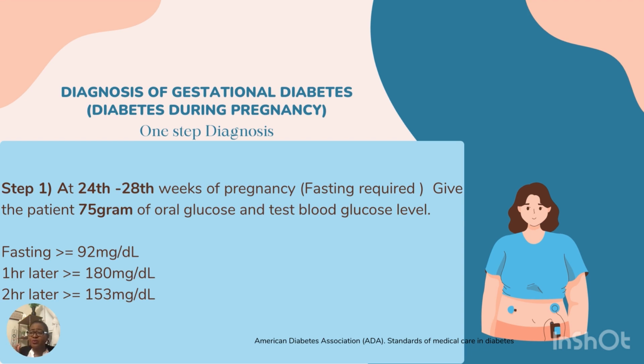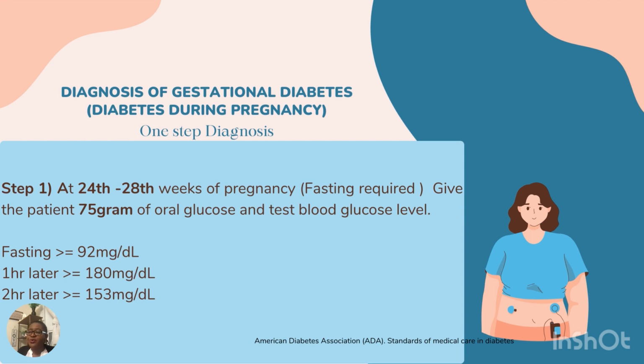What we give the pregnant woman to drink is 75 grams of oral glucose. She drinks these 75 grams of oral glucose. 1 hour later, if her blood glucose level is greater than or equal to 180 milligram per deciliter, then she can be diagnosed with gestational diabetes. Or if 2 hours later, after drinking the 75 gram of oral glucose, her blood level is greater than or equal to 153 milligram per deciliter, then this pregnant woman can be diagnosed with gestational diabetes.